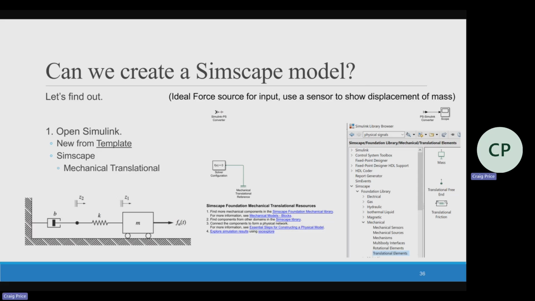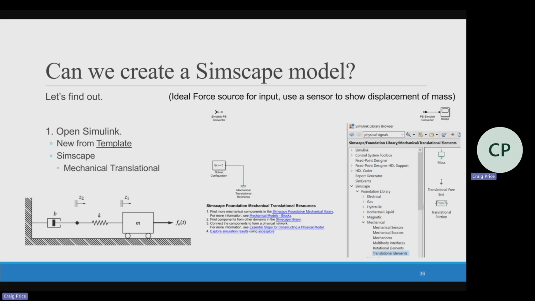So it's got a scope. It's got the solver. This will not run without the solver. It also gives you a ground, translational reference. This is basically your ground or your wall. There's a non-moving zero, everything. And then we've got a converter here.